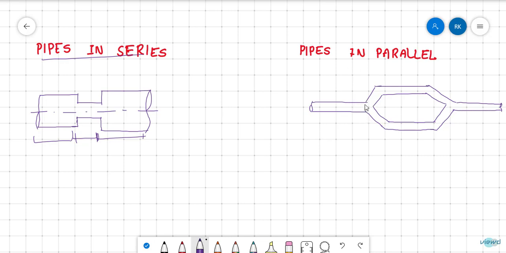In case of parallel, one single pipe is divided into two or more branches, that is called parallel pipes, and two or more pipes joined to one single pipe is also a parallel joint. So let us see pipes in series first. Let me say this is pipe 1, this is pipe 2, pipe 3. Pipe 1 has length L1, pipe 2 has length L2 and pipe 3 has length L3.